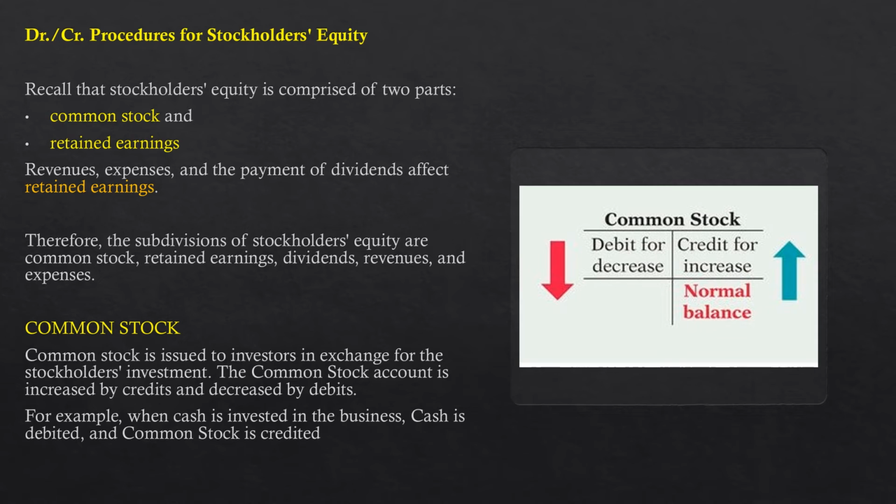And then common stock, right? Common stock is issued to investors in exchange for stockholders' investments. The common stock account is increased by credits and decreased by debits. For example, when cash is invested in the business, cash is debited and common stock is credited.